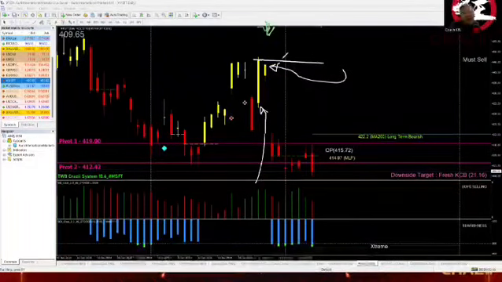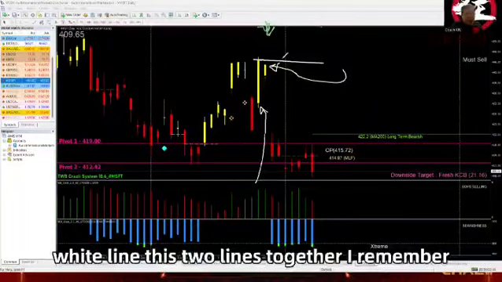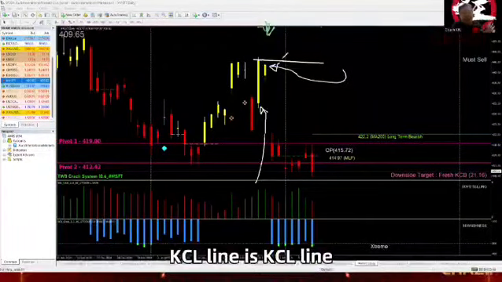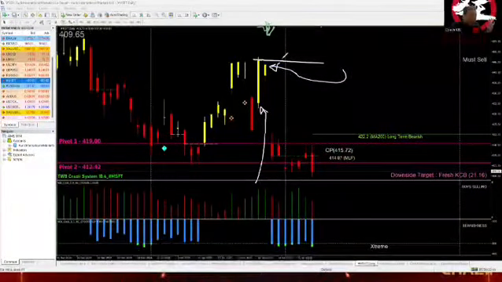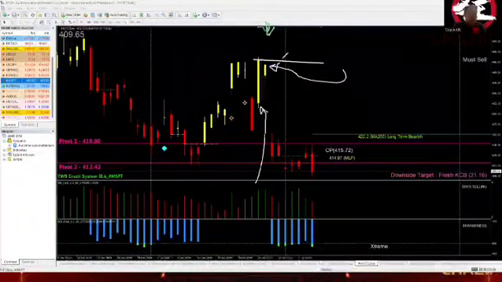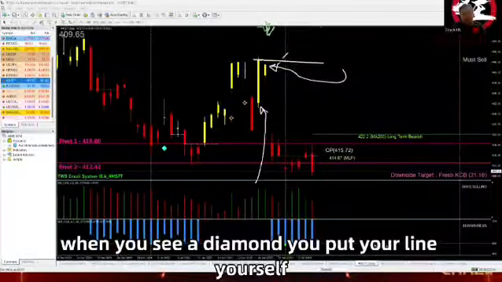Definitely with this KCL line and also this white line, these 2 lines together. Remember, KCL line is KCL line. The white line is white line. Different, yeah? The KCL line comes from the color change together with the KSI. The diamond line is basically when you see a diamond, you put your line yourself. Different, yeah?